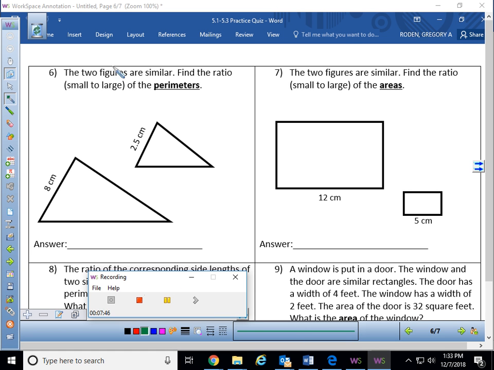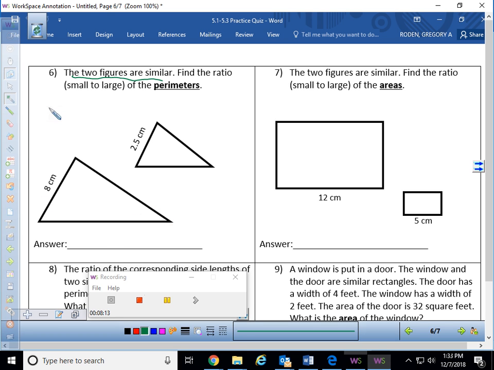All right, number 6. We haven't done these for a little while, so it's good review. The two figures are similar, and that's key. They're telling us that they're similar to each other. Find the ratio of the perimeters. Now, some of you may be saying, Mr. Roden, how could we find the perimeter ratio? We only know one side of each. To find a perimeter, we have to add all the sides up.